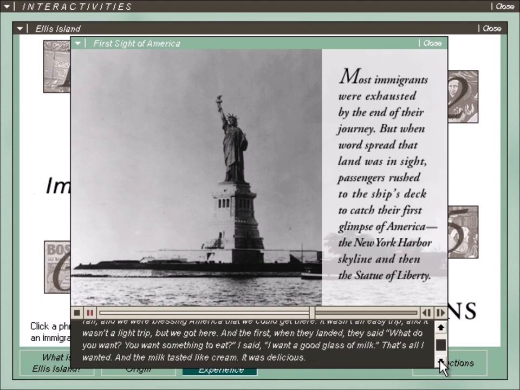The first thing, when they landed, they said, "What do you want? You want something to eat?" I said, "I want a good glass of milk." That's all I wanted. And the milk tasted like cream. It was delicious.